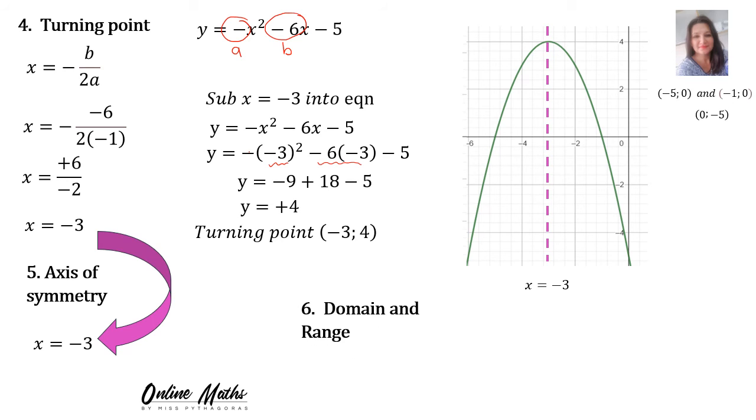And then let's add the domain and the range. For all the parabolas, the domain will be x is an element of the real numbers. And then for the range, what we do is we start reading from the bottom. So this parabola starts at negative infinity and it goes up until 4. And remember, negative infinity is not included, but 4 is included.